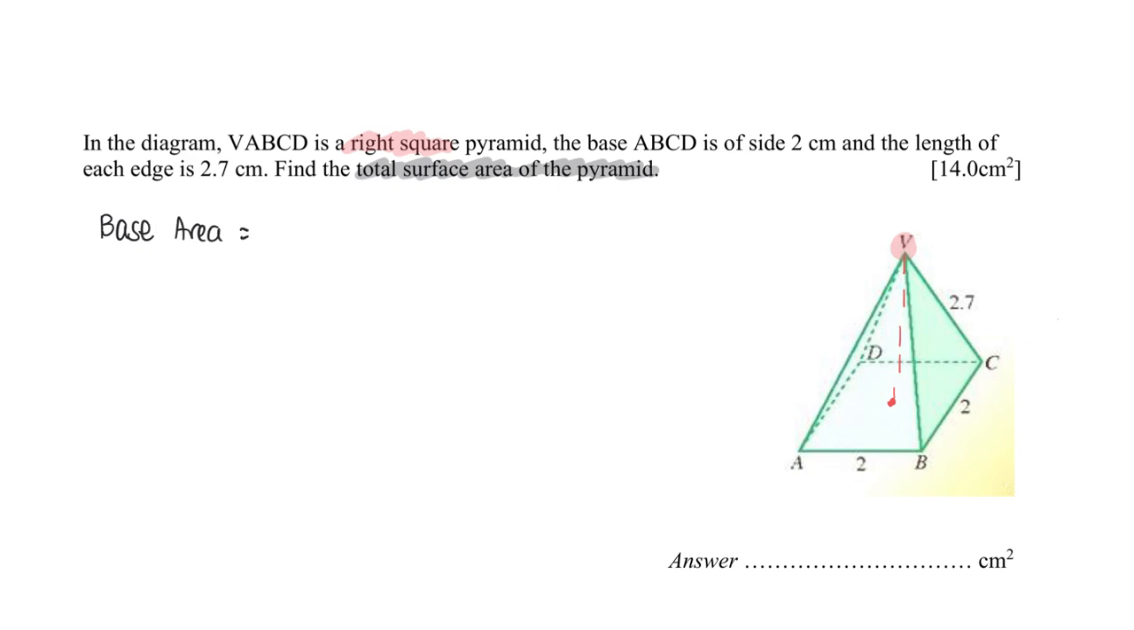This is the most straightforward. It is a square, so 2 times 2, and I will get 4 cm square. So later on I will need to add this. Now is the 4 triangles that we are trying to find.